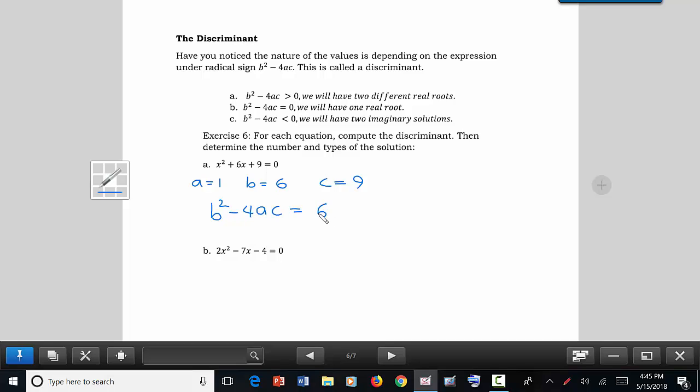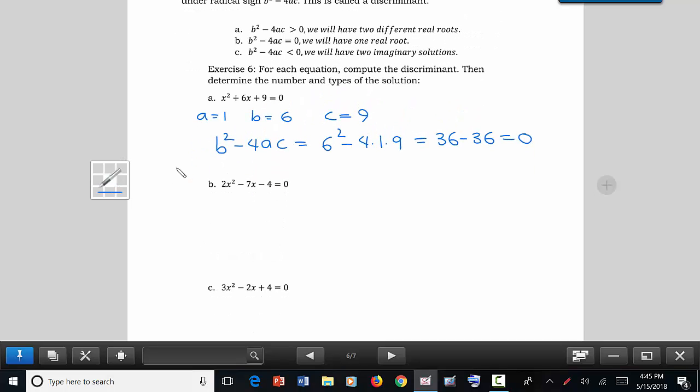b square is 6 square minus 4 times a is 1, c is 9, 6 square is 36 minus 36, this equals to 0. What is the advantage? Advantage is you already know if you solve that equation, it will have just 1 zero. So that gives some kind of insight.